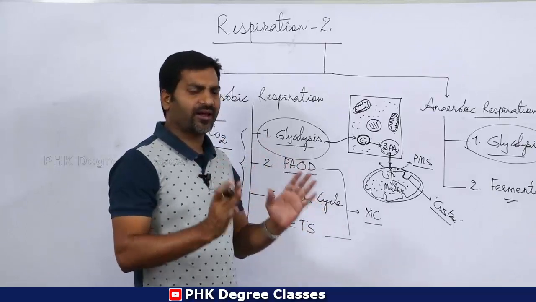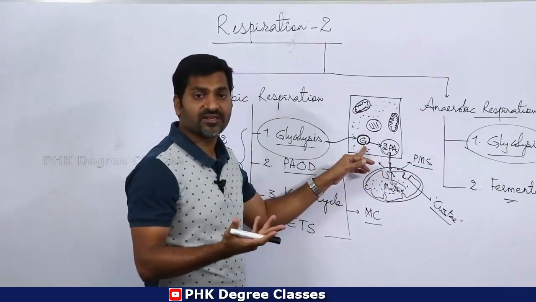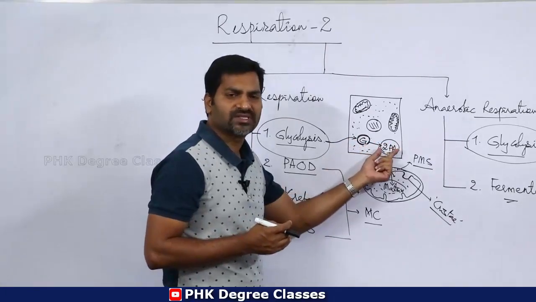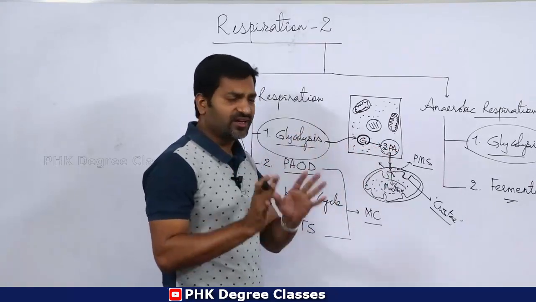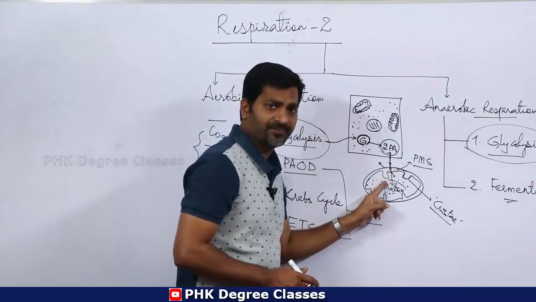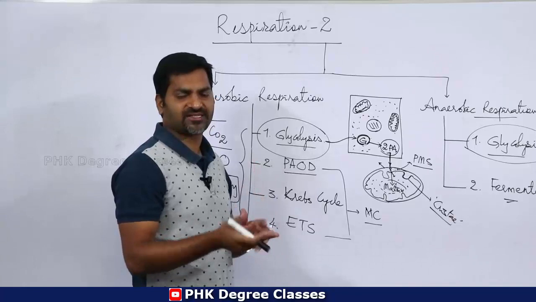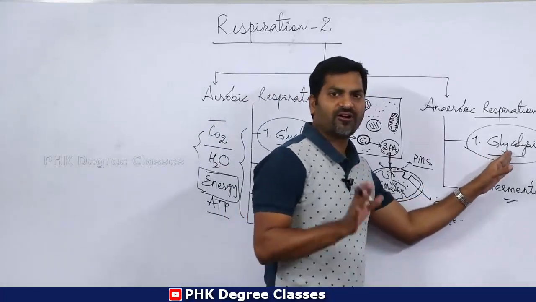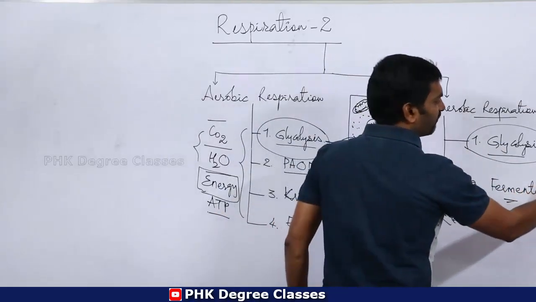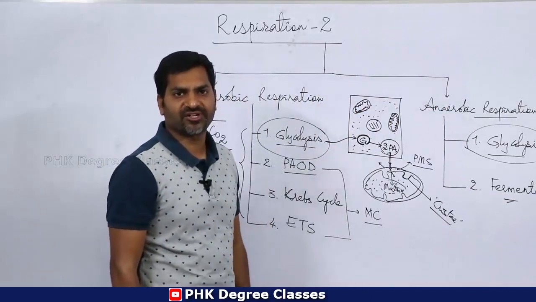Generally glycolysis takes place in the cytoplasm of the cell. The same thing is repeated: one glucose molecule breaks down into 2 molecules of pyruvic acid. In aerobic respiration, this pyruvic acid enters into where? Into the mitochondrial matrix. Then the following steps take place. But here there is no involvement of mitochondria. Remember, mitochondrial involvement is absent in the anaerobic respiratory mechanism.